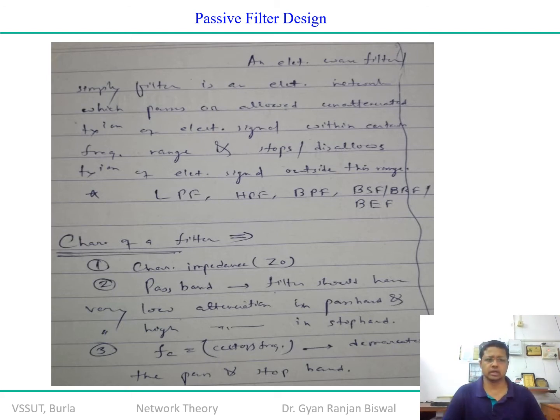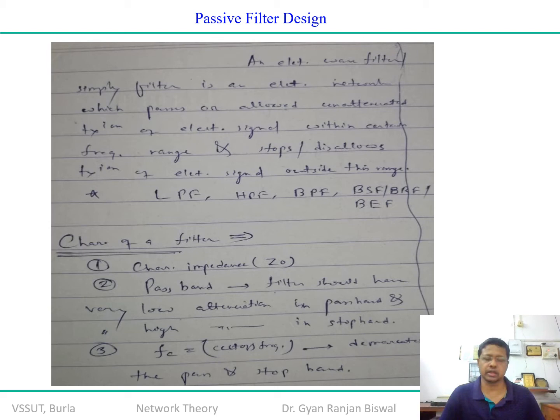So in this case, the characteristic of a filter is decided based on three different aspects. Obviously, number one is the characteristic impedance, that is Z naught. Like in the case of K filter classification that we will discuss in little detail, we saw that the product of Z1, Z2 should be equal to R naught square, not Z square. So obviously the characteristic impedance is very, very vital. Number two, the passband.